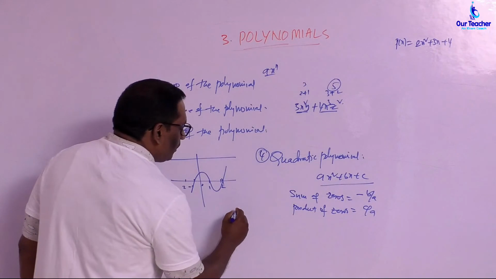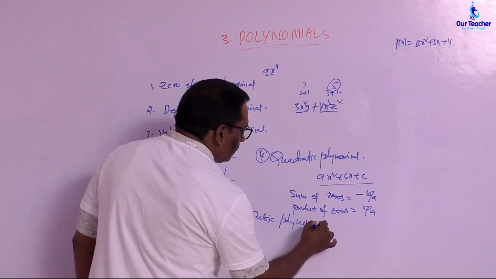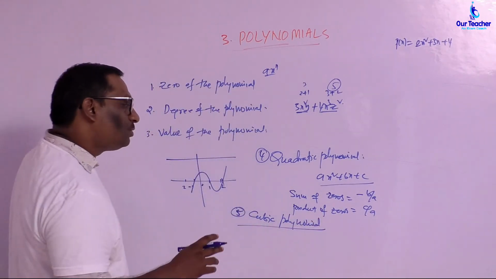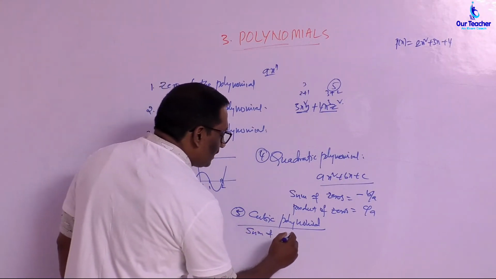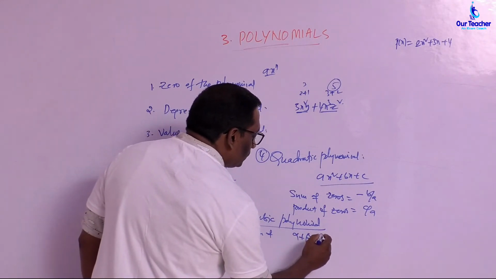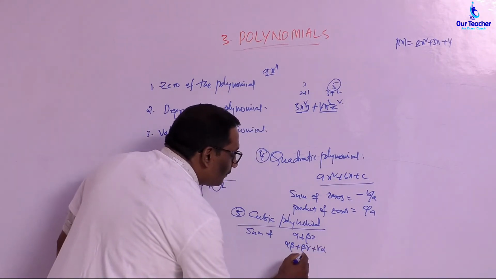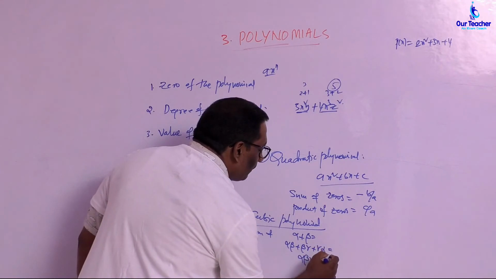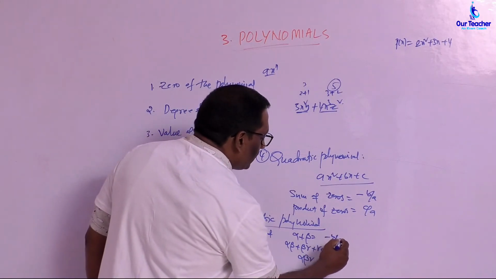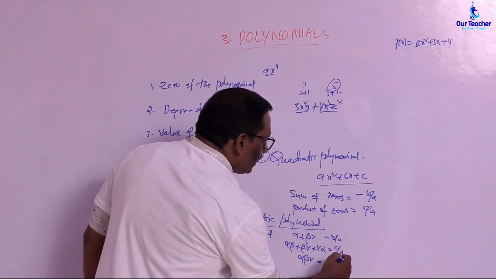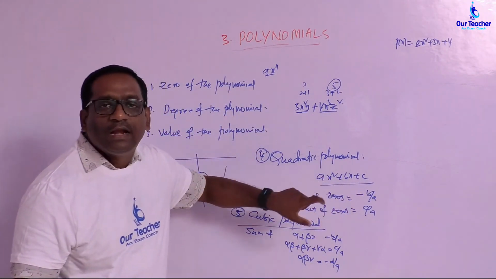And the next one, fifth one, is cubic polynomial. For this also we will have the sum of the zeros. That is, we will consider here alpha plus beta plus gamma. Next one is alpha beta plus beta gamma plus gamma alpha, and the last one is alpha beta gamma. So these are the 3 expressions we will have. The first one is minus b by a. Second one is c by a, and the last one is minus d by a. So this is the difference between the quadratic polynomial and the cubic polynomial.